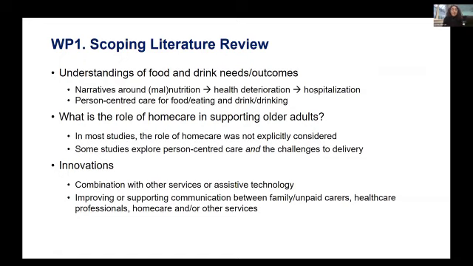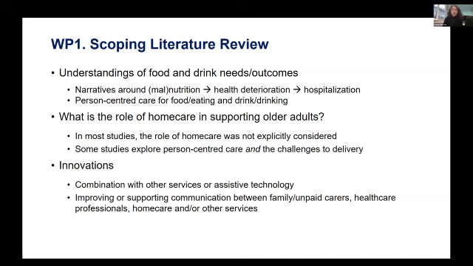However, we also found that in many studies, the role of home care wasn't explicitly considered. So home care was used as an entry point to recruit people in the study, or the role of home care wasn't included as part of what the study was trying to find out. And many studies also concluded that there is a lack of studies that include home care in relation to the food and drink needs of older people. So this is telling us that this is a space where more things need to be done.